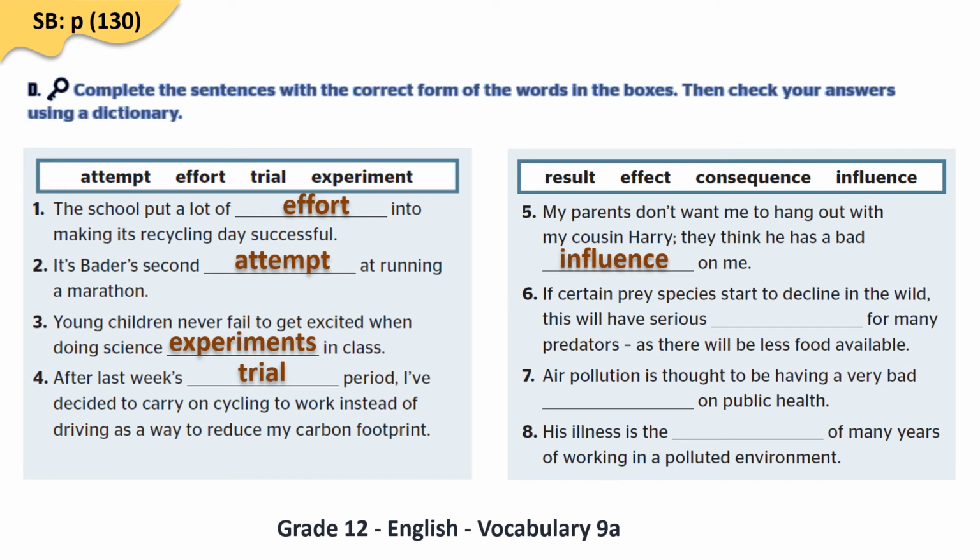Sentence number 6. If certain prey species start to decline in the wild, this will have serious space for many predators, there will be less food available. We would say that this will have serious consequences for many predators. And when we talk about a consequence for somebody or for something, it means the result or effect of something that has happened.